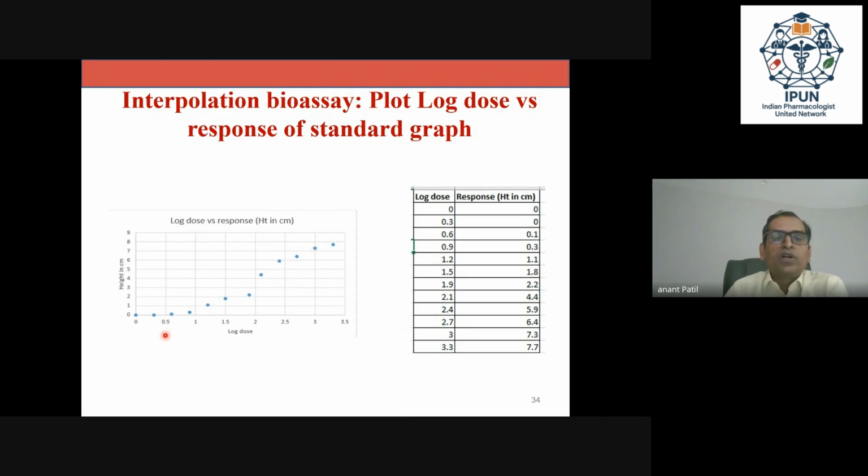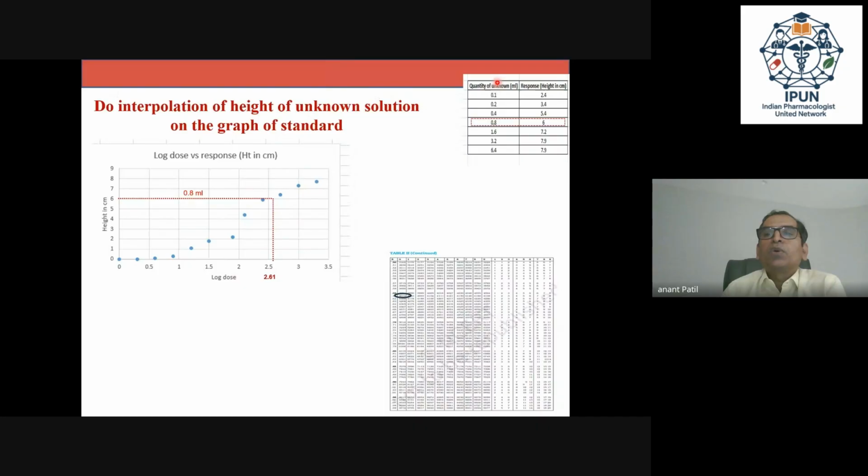And I have accommodated a large number of values on the x-axis. Now, having done that, this was my unknown. 0.1 ml, 0.2 ml, 0.4 ml, 0.8 ml. So 0.8 ml had given me a height of 6 centimeter. So this is ml, and 6 centimeter was the height. So I draw a horizontal line on the graph, and then I take another line on the x-axis.